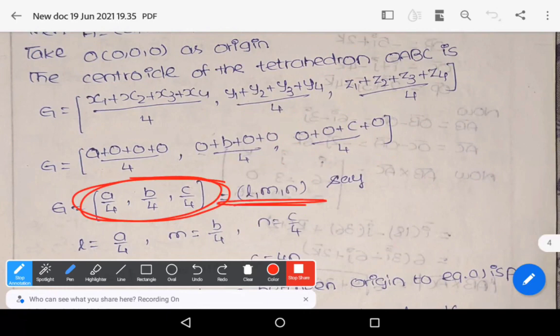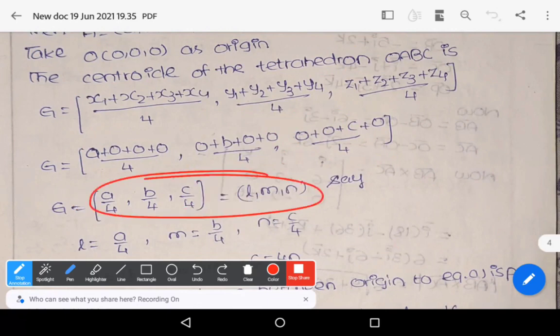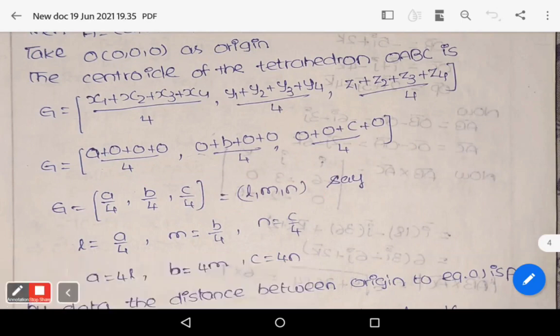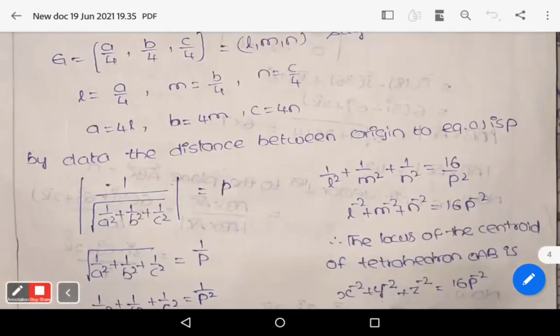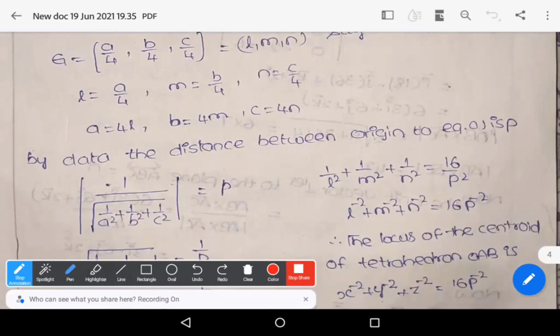In the previous problem, we had a/3, b/3, c/3. Here we have a/4, b/4, c/4. Let them be l, m, n. What is l? a/4. What is m? b/4. What is n? c/4. So l = a/4, m = b/4, n = c/4. Now again we have the same formula.